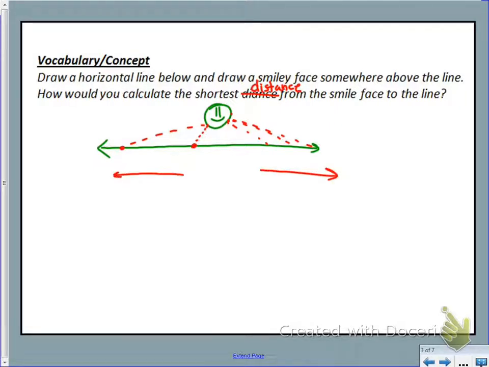So when we're calculating a distance, we're always going to calculate it so that it makes a perpendicular with the line that we're looking for the distance from. So just keep in mind as you're asked to find distances from a line that you always want to make sure that that distance will make a perpendicular with what you're looking for the distance from.